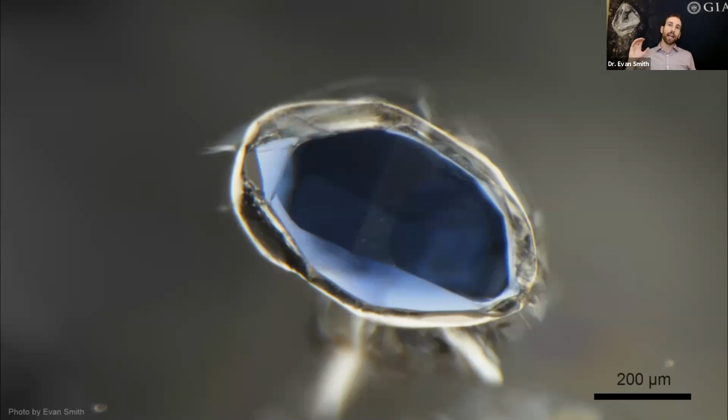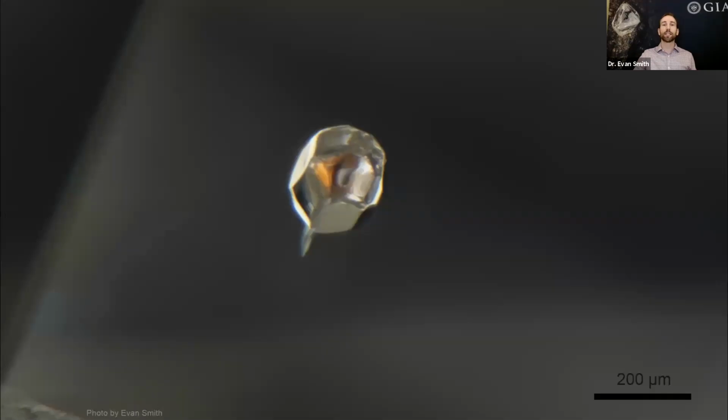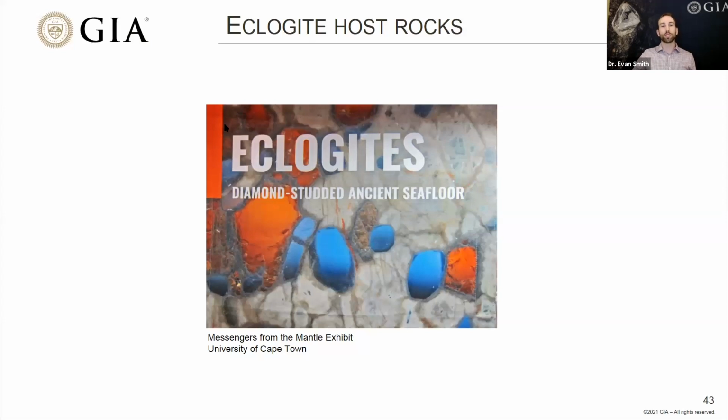Sometimes eclogites contain kyanite as one of their constituent minerals, and that kyanite can be trapped as an inclusion in diamond. This same diamond actually contains a garnet that looks like this. We saw this garnet already, and this orange color gives us a clue that this garnet probably comes from an eclogitic host rock. And here we've got a little polished section of a piece of rock, a xenolith, that's come up from the mantle.